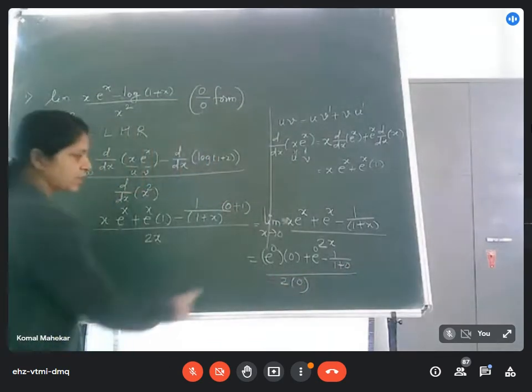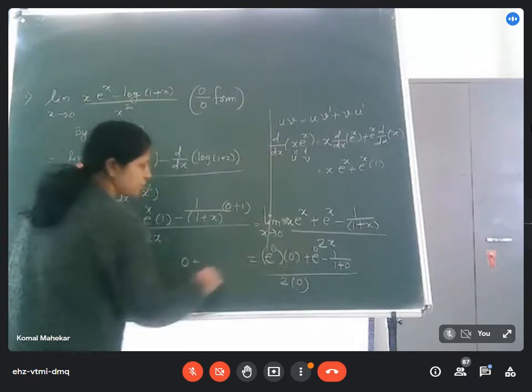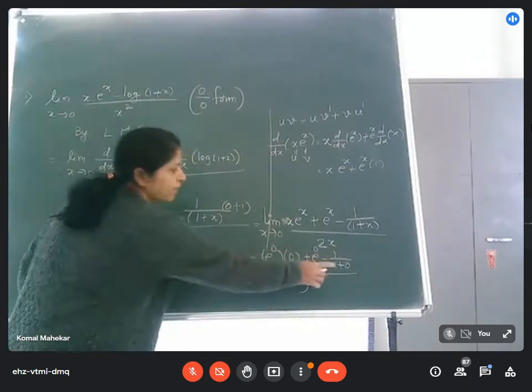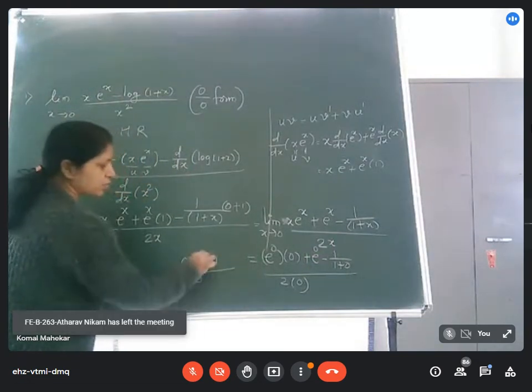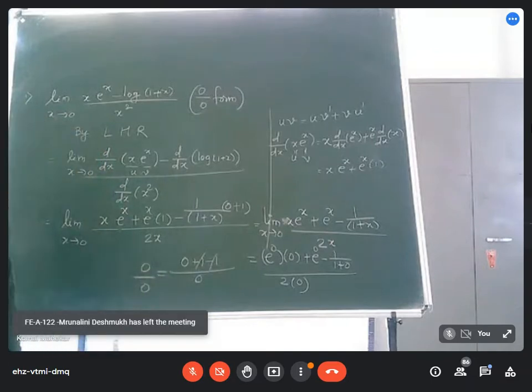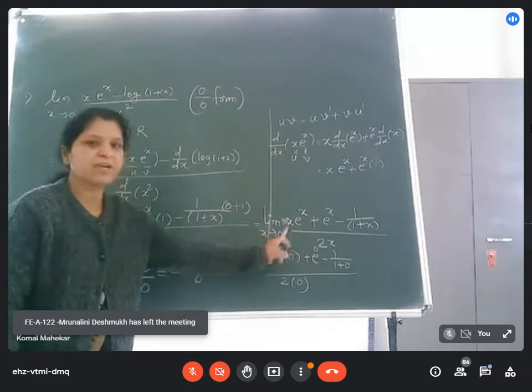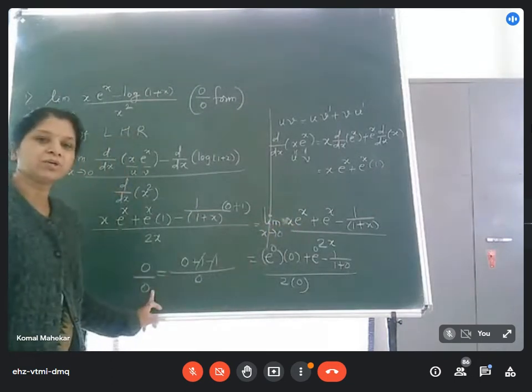Now see here, e raised to 0 is 1, 1 into 0 is 0, plus again e raised to 0 is 1, and 1 upon 1 is again 1 with a minus sign, divided by 2 into 0 is 0. The 1 and 1 cancel. So again it is in 0 by 0 form. By applying the limit in the first derivative, it is again in 0 by 0 form.